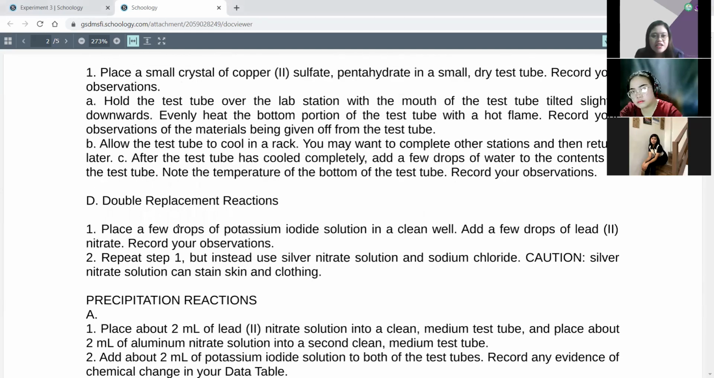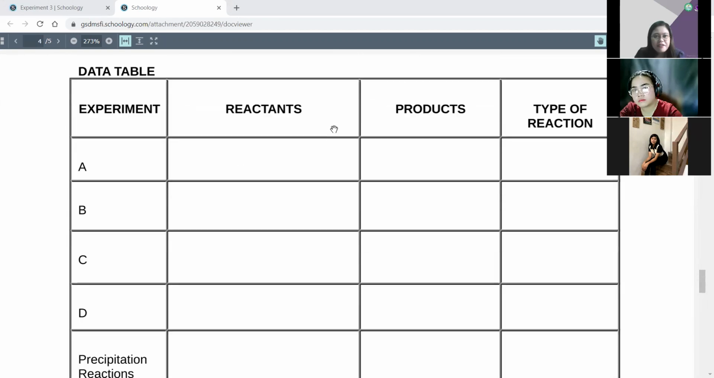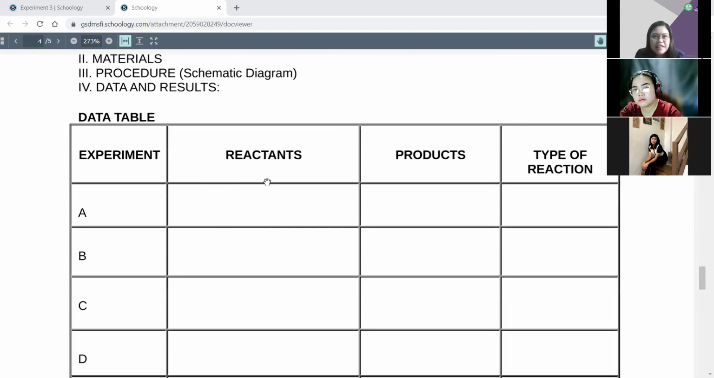And dito natin siya isusulat. Okay, if na-identify nyo na yung reactants, then dito natin siya isusulat under sa reactants. And then, since hindi natin ma-observe yung reaction, kayo na mismo yung magpe-predict ng product. So just like the activity also, if you have identified the reactants, you predict the products.